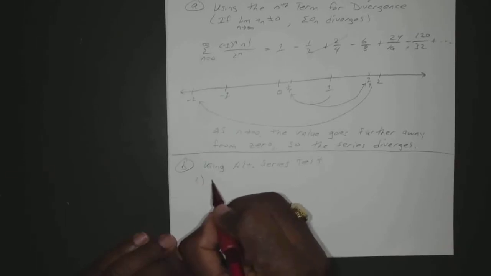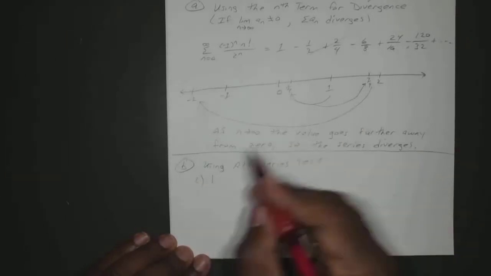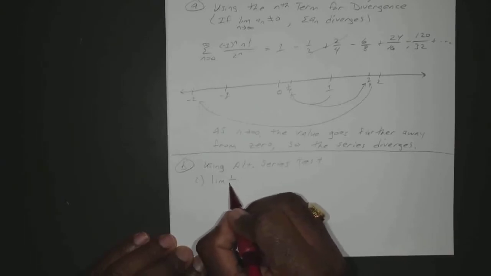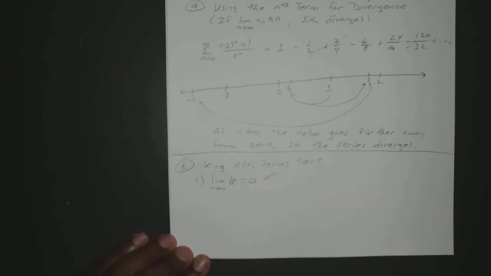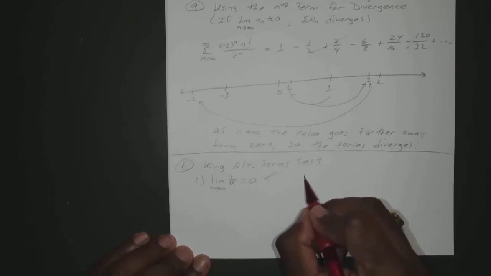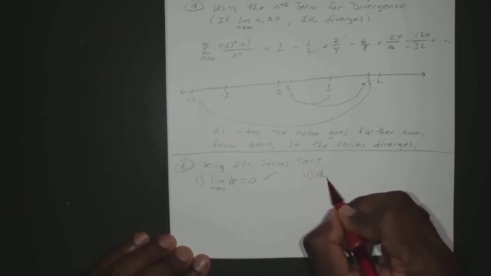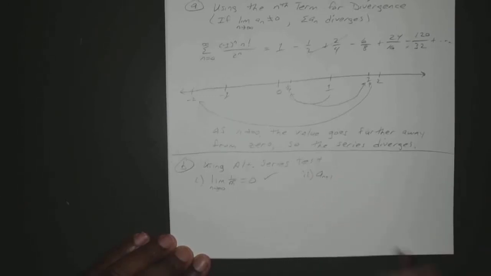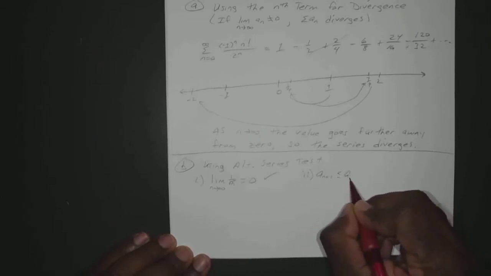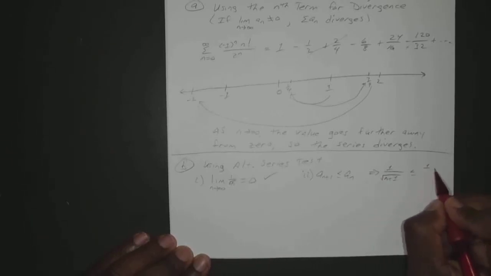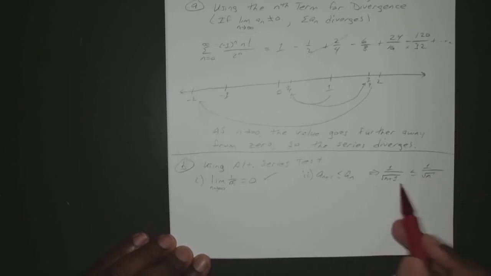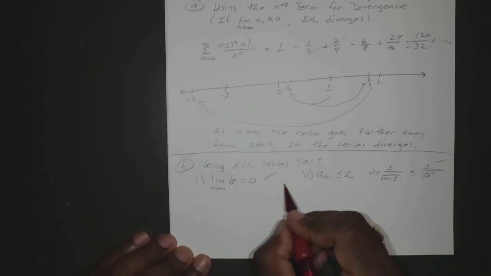Okay, remember first, the limit of a sub n. So you have the limit of 1 over square root of n as n approaches infinity is equal to 0, so it passes the first one. And the second one, a sub n plus 1 is less than or equal to a sub n, which gives us 1 over the square root of n plus 1 less than or equal to 1 over square root of n, which is true because this one will always be bigger. Okay? So it passes both conditions. So you know it's convergent.